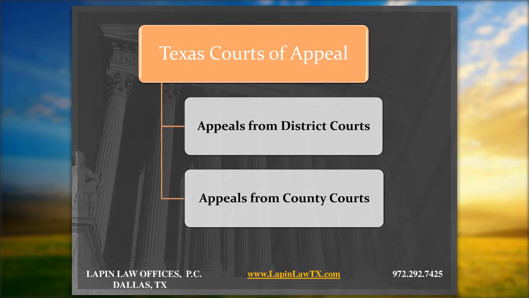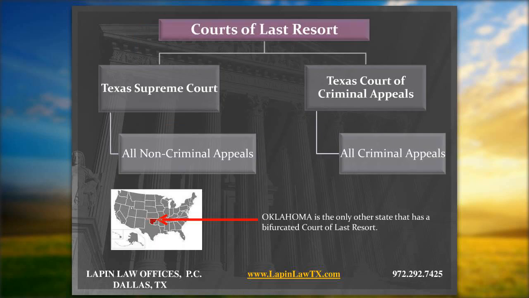The intermediate appeal court in Texas is the Texas Courts of Appeal. That court hears appeals from the district courts and appeals from the county courts. And in Texas, the court of last resort, unlike in every other state except Oklahoma, is bifurcated, that is, broken into 2. There's the Texas Supreme Court, which hears all non-criminal appeals, and then the Texas Court of Criminal Appeals, which hears exclusively criminal matters.